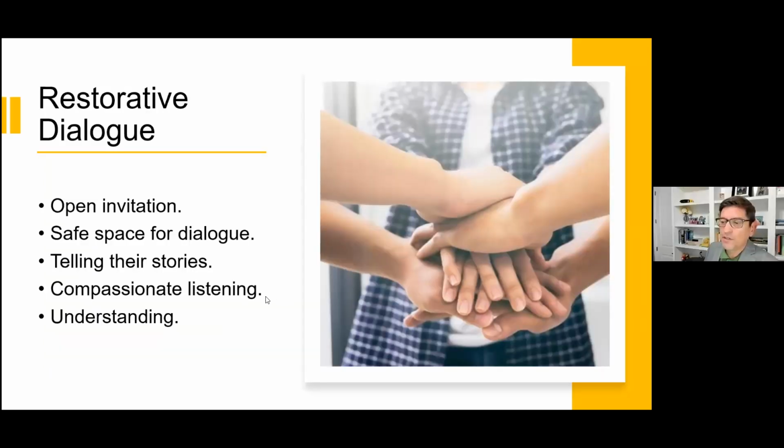So again, an open invitation, right? Safe spaces for dialogue, and that's the key here, creating safe spaces. Now with the First Amendment issues that are going on right now, you're going to get a lot of that, right? It's going to happen. So how do we create safe spaces for students to talk, to voice their opinions about politics or whatever it is, telling their stories, compassionate listening and understanding. Again, compassionate listening is very different than active listening. Compassionate listening is listening from the heart. That's very different. And so we create these safe spaces, not only safe spaces, but brave spaces to have conversations.